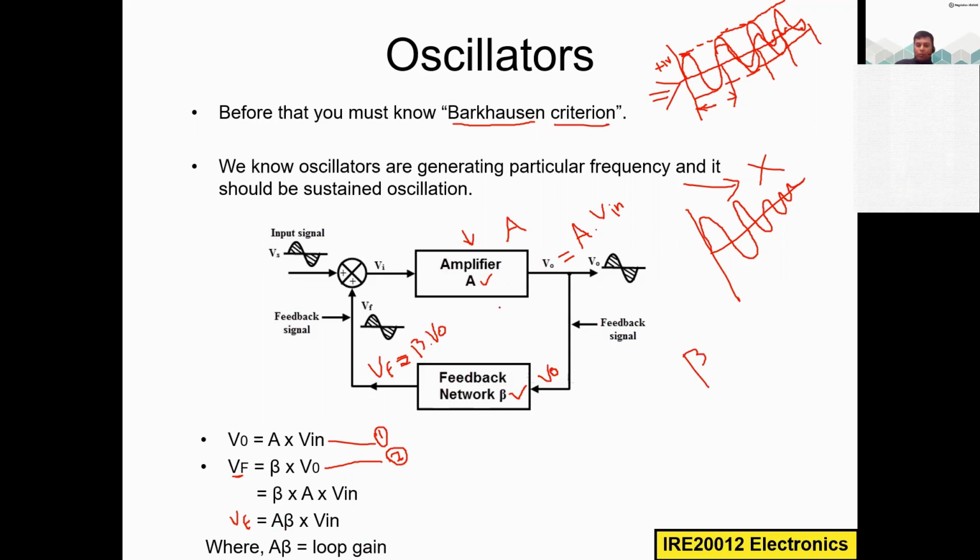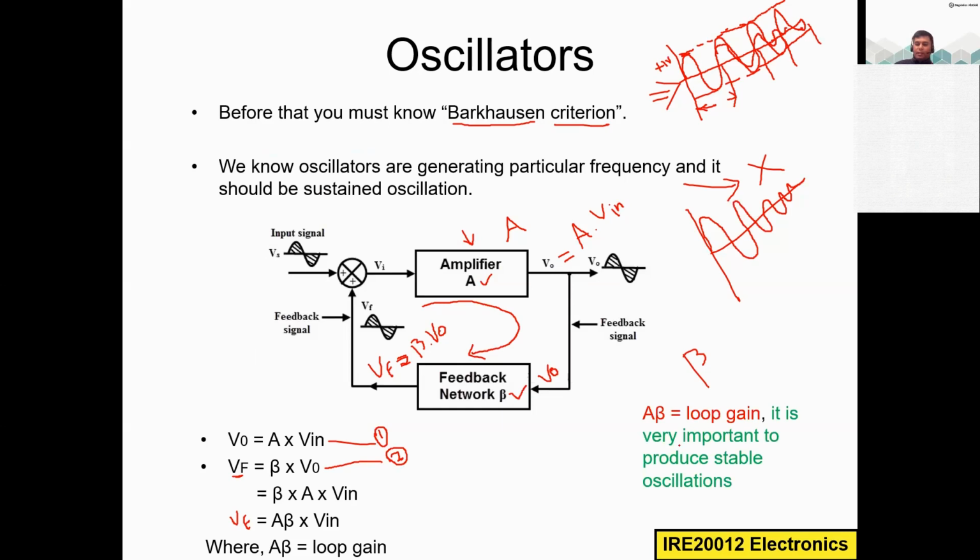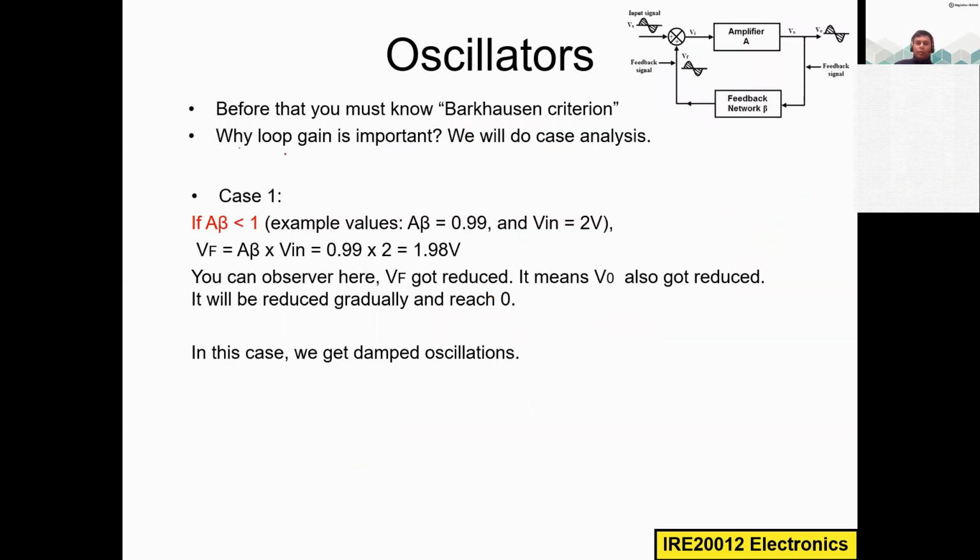This is one closed loop, right? Here we are multiplying these two gains, and this is called loop gain. This loop gain is very, very important in an oscillator, because the produced oscillation is really based on this loop gain. Now we will see a little more detail about this. I mentioned in the previous slide that loop gain is important. Why is loop gain important? Now we will do some case analysis to analyze this mathematically.